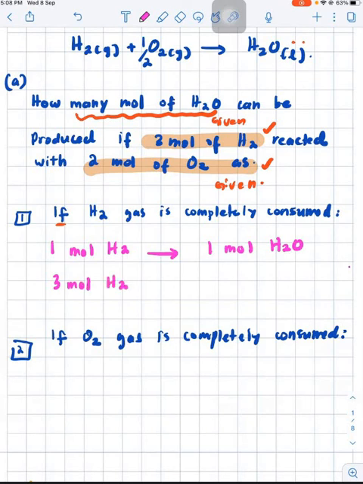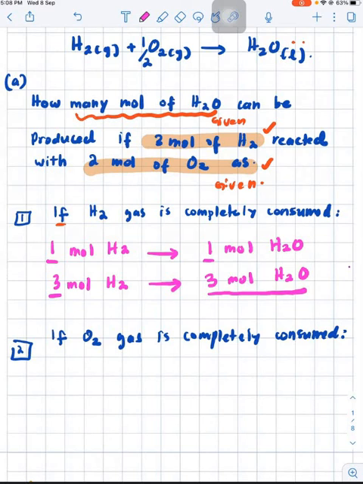Okay, boleh faham yang ni, 3 mol of hydrogen gas adalah bahan yang kita ada. So cara nak kira macam biasa, 3 darab 1 bahagi 1, and because this one dia adalah 1-to-1 ratio, by right dia akan hasilkan 3 mol of H2O. Okay, ini kalau kita punya hydrogen tu habis digunakan, completely consumed, dia akan menghasilkan 3 mol of H2O.